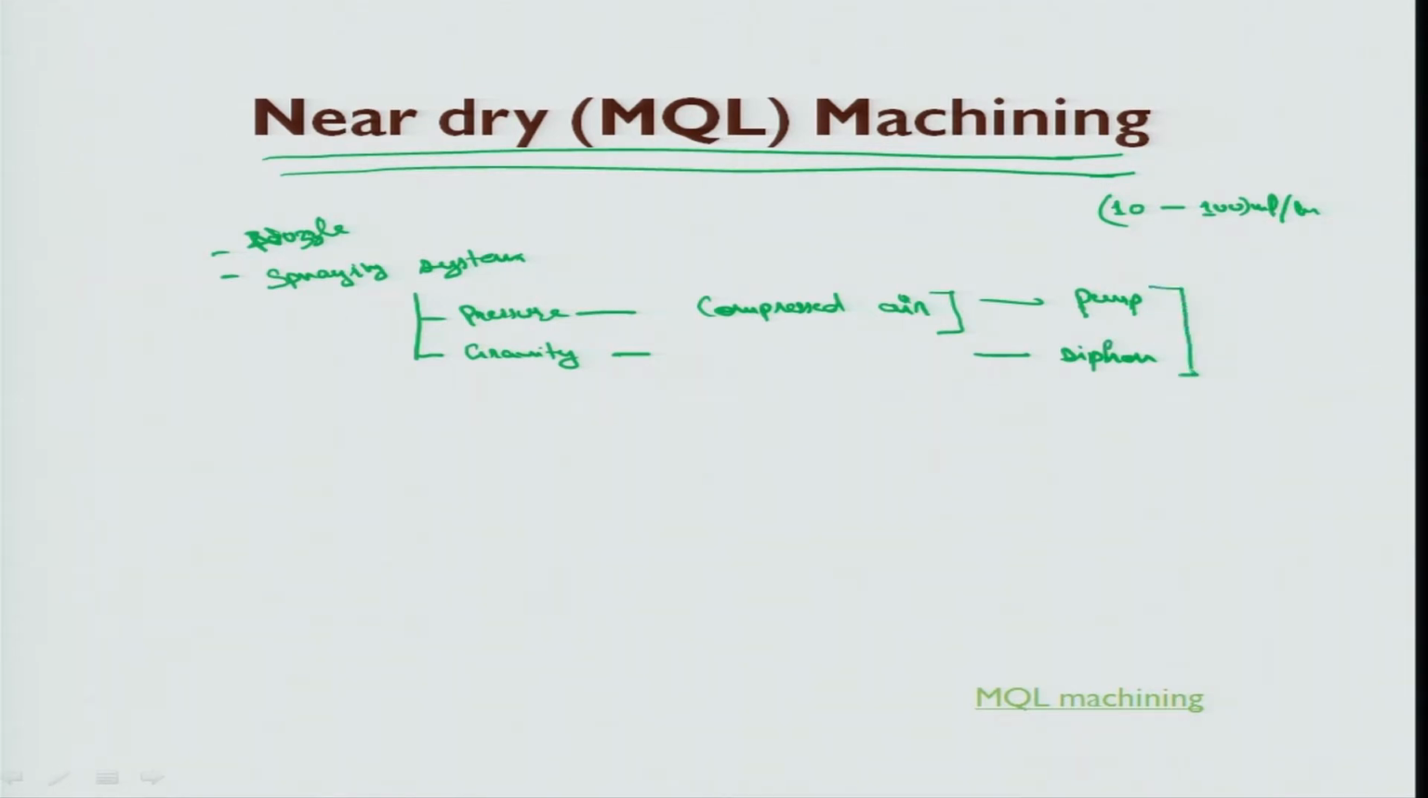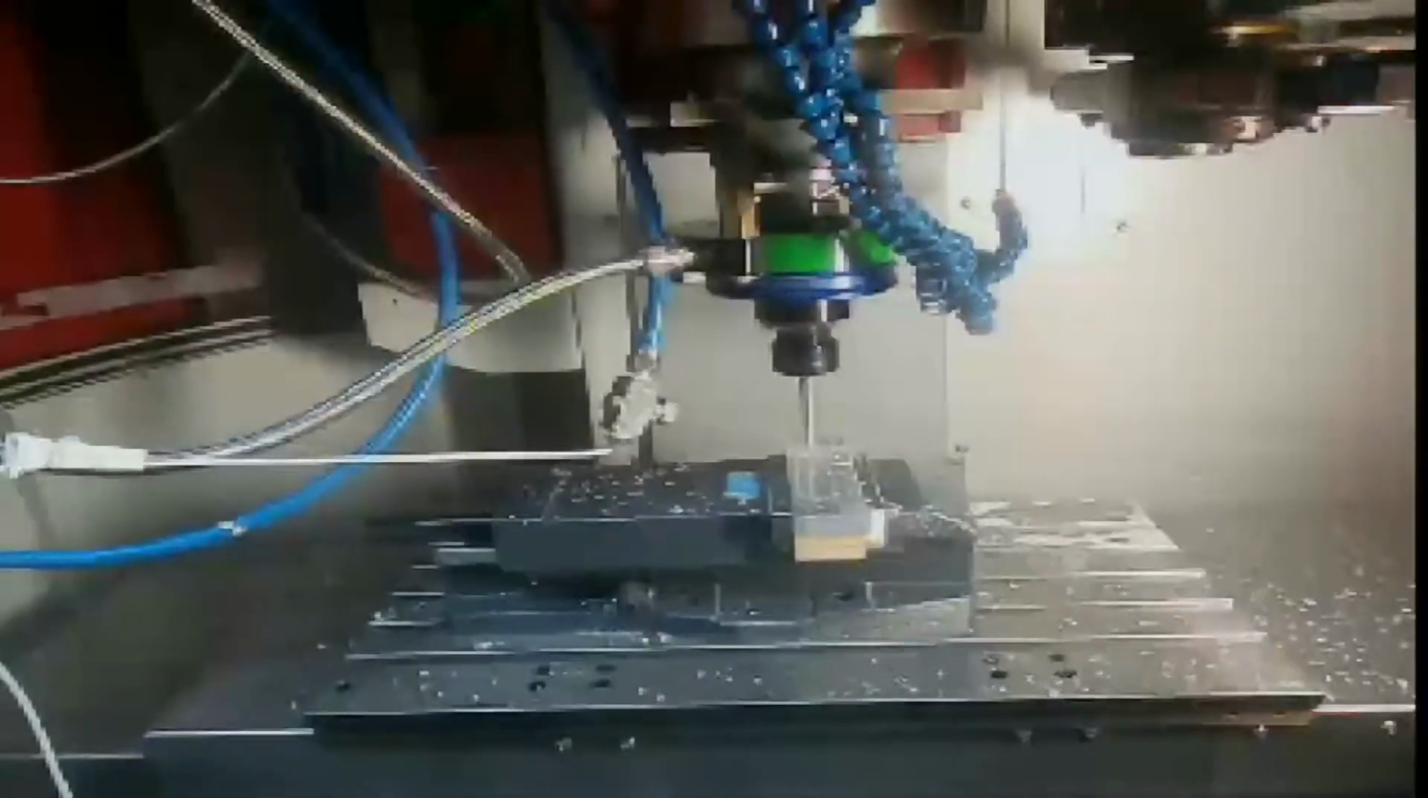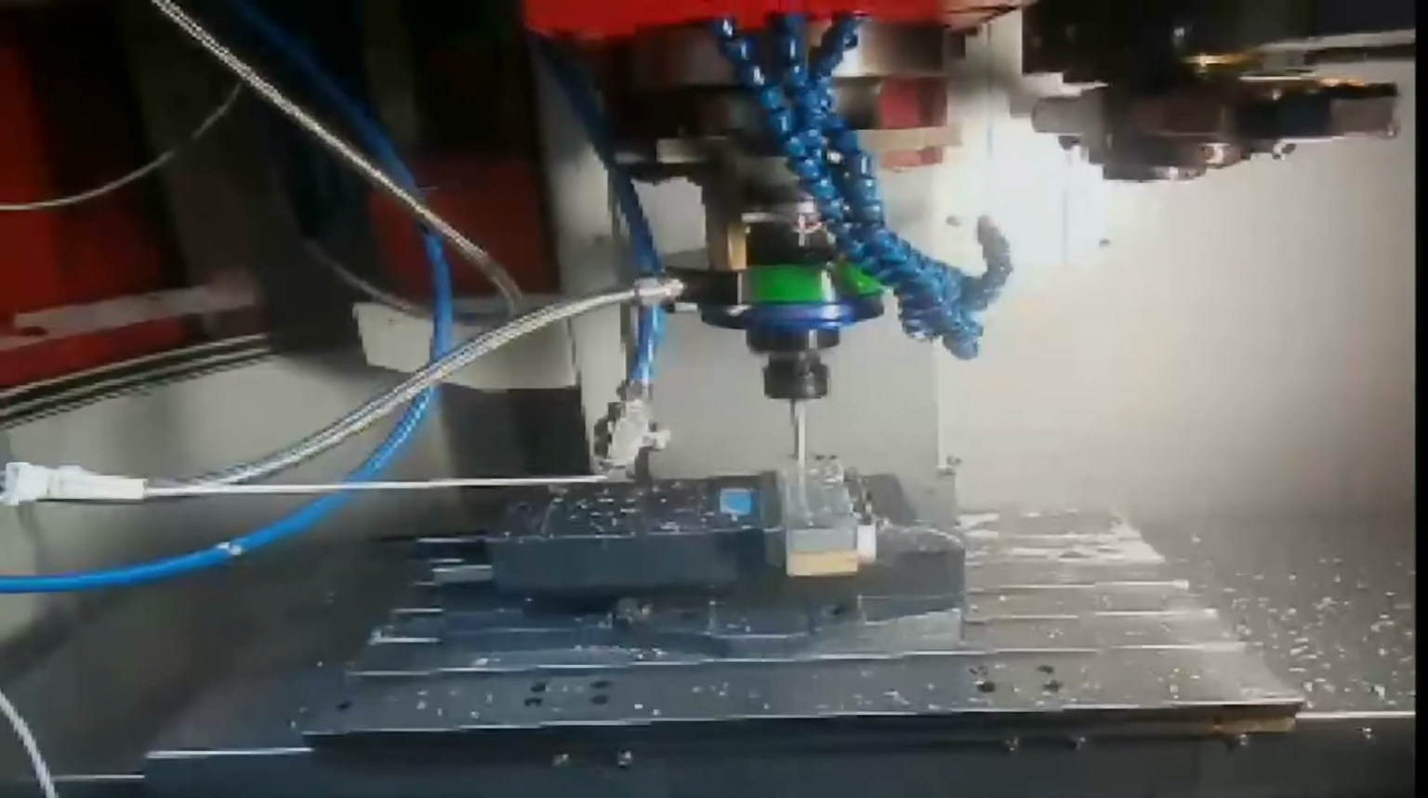So this is the system. This setup for the MQL I will show you in a video, and along with the MQL setup we will also show you the various instruments that were used to record certain outputs, the performance and green outputs. So I will show you my MQL machining here. This is MQL minimum quantity lubrication drilling. You can see a noise coming here, that is a kind of peak noise.